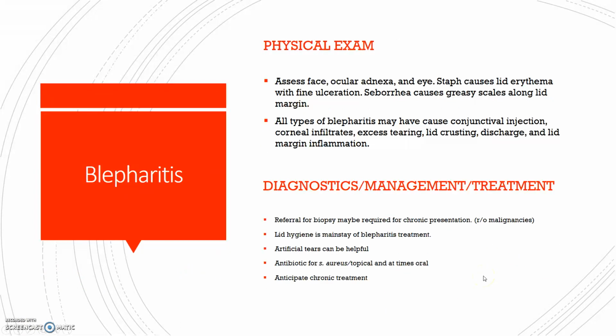Physical exam: you want to include assessment of the face, ocular adnexa, and the eye. Staph causes lid erythema with fine ulceration. Seborrhea causes greasy scales along the lid margins. Both of those give you clues. All types of blepharitis may cause conjunctival injection, corneal infiltrates, excessive tearing, lid crusting, discharge, and lid margin inflammation.